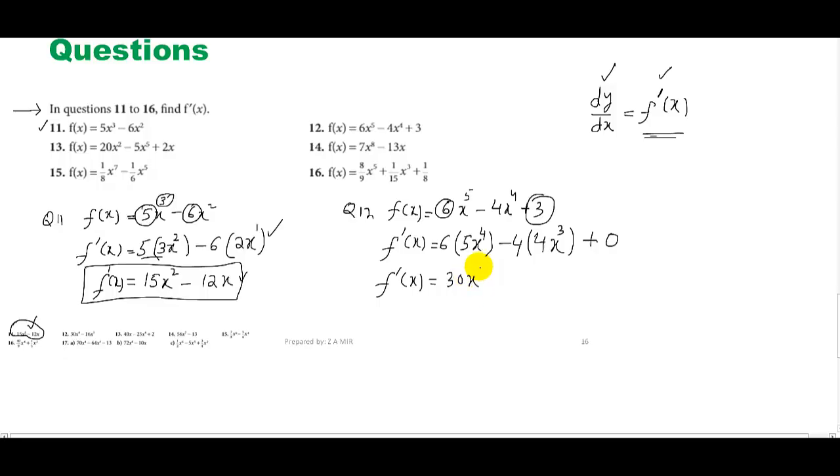30x power 4 minus 16x power 3. So this is our answer. This is the derivative. Let's compare. So this is the answer. Our answer is correct. So you understand this as well? Question 12.